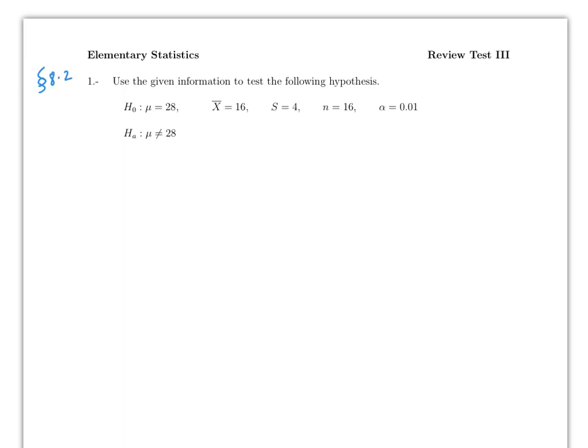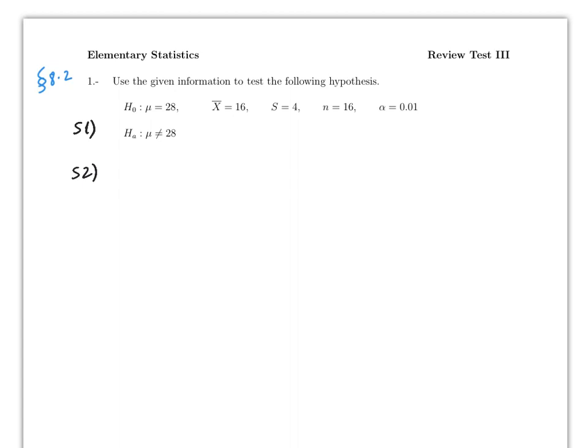In this question, it's asking you to test the claim to see if mu is 20A against mu is not 20A. This is the given information. It tells you the sample mean is 16, the sample variance is 4, sample size is 16, and alpha is 0.01. So step 1 is already given. So let's go to step 2.